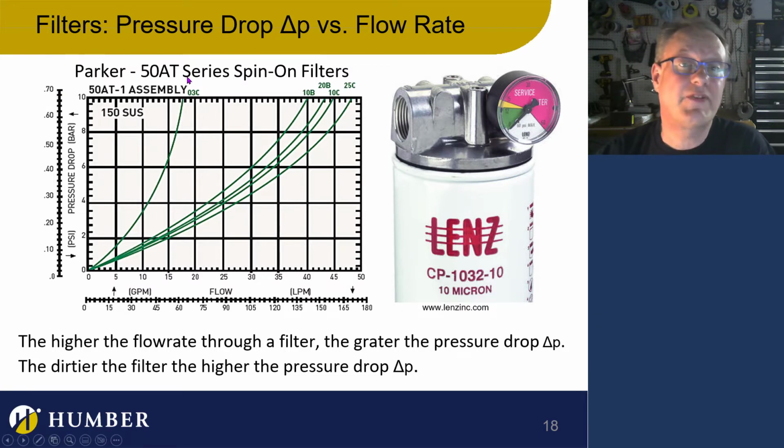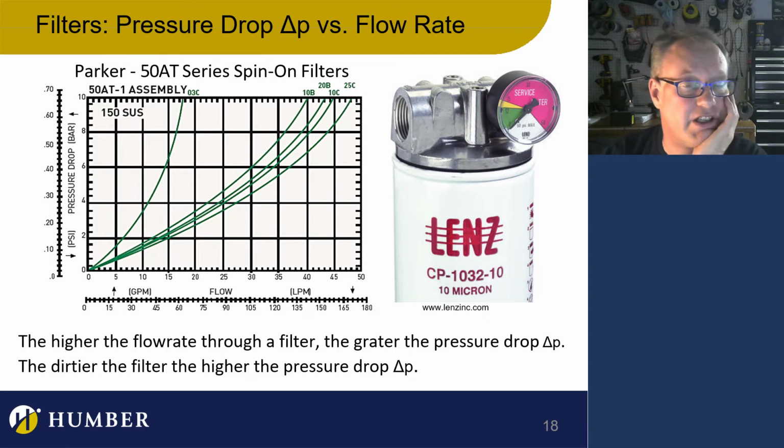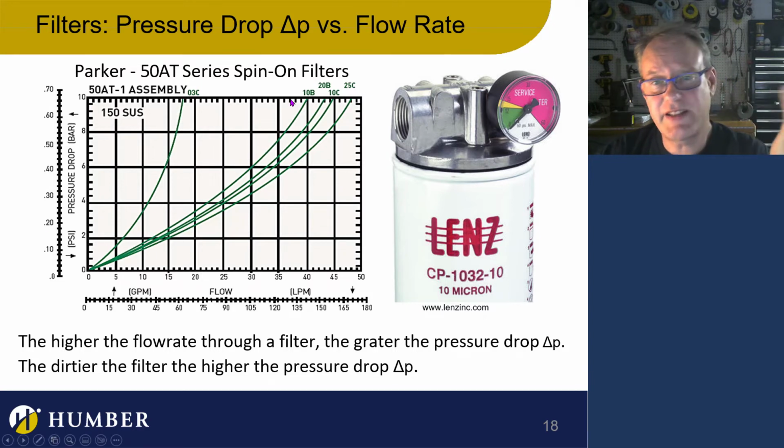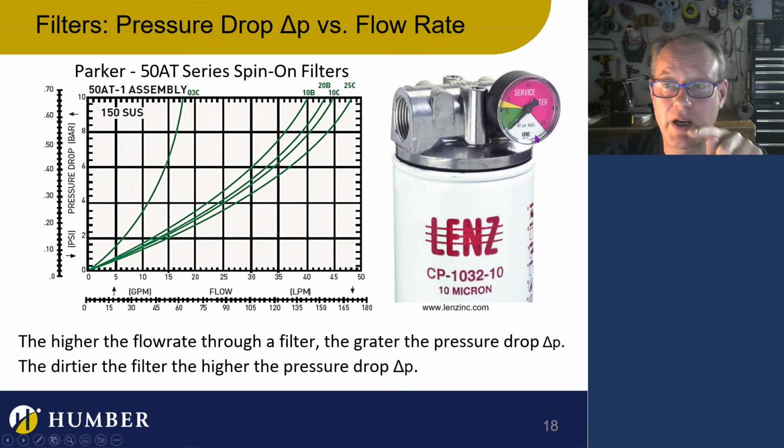For a Parker 5080T series spin-on filter, this is the flow rate pressure drop chart where you're going to see how much pressure you're going to lose for a certain amount of flow rate. So you have to take this into consideration when you're purchasing your filter, when you're putting this in. You have to know when you put the filter in, you're going to have a delta P. Now, this is what we're looking at here.